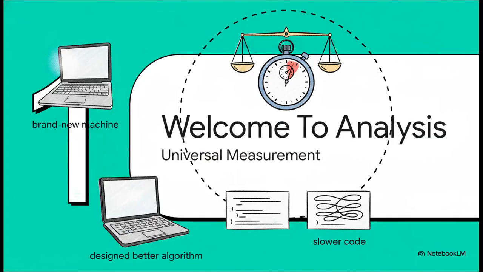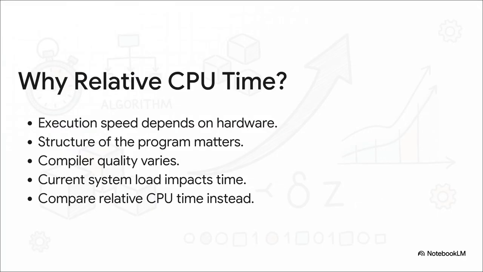Section 1. Welcome to algorithm analysis and the need for universal measurement. Let me ask you all a question. How can we objectively measure code speed if your laptop is a brand new, top-of-the-line machine and mine is, say, 5 years old? If we just use a stopwatch, well, your code is probably going to win, even if my algorithm is technically designed better.